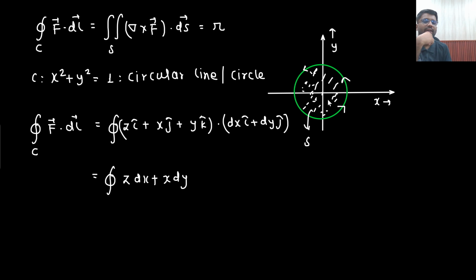Now can you let me know how I took this orientation? Because I want the surface area direction to be plus az cap. That's why I took this orientation. Now when you are moving on this line, you are calculating the closed line integral over this curve C.